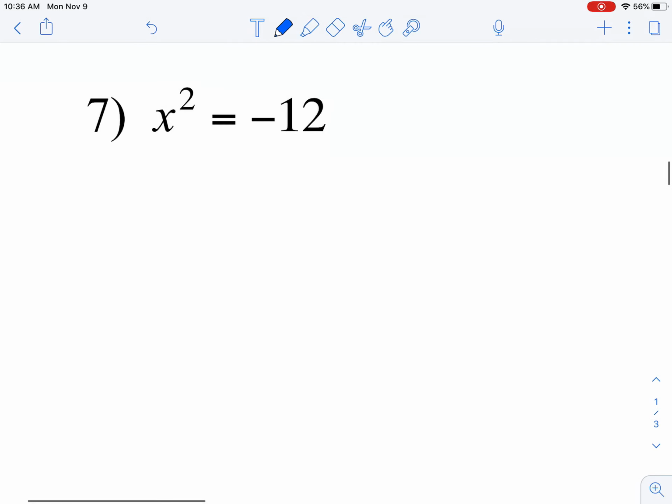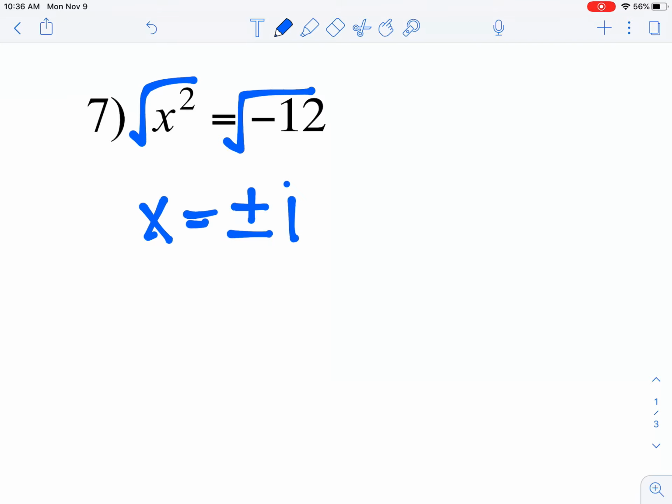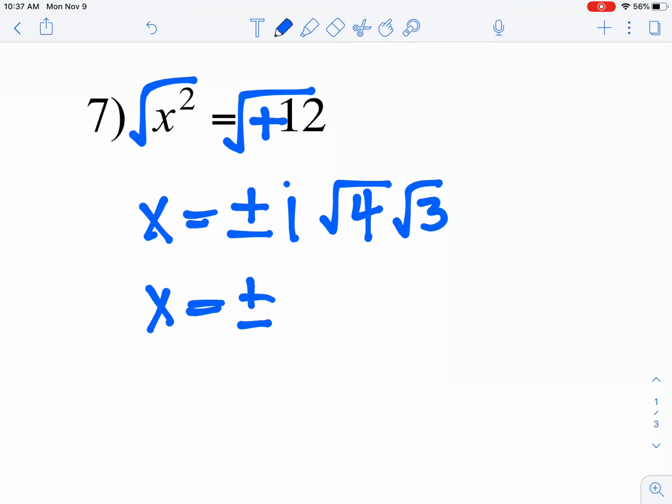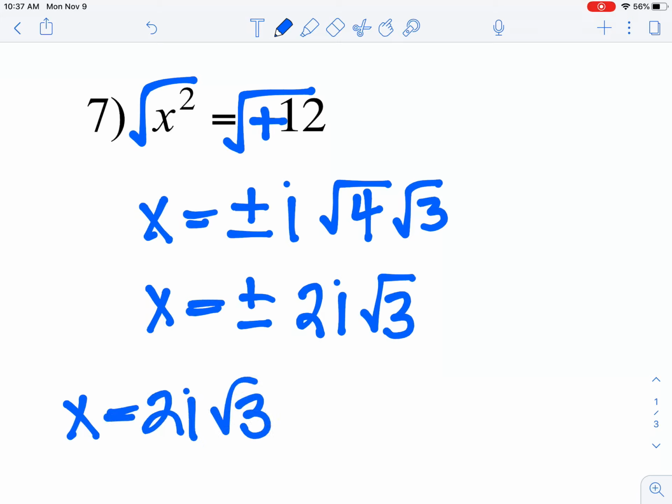Here it says solve by taking the square root. So if I'm going to solve by square rooting, here I've solved for everything, or I only have my term being squared, so I square root both sides. I get plus or minus, and I pull out an i to make that positive. Then in 12, I can say radical 4, radical 3. 4 is my perfect square. So I'll have x equals plus or minus, the square root of 4 is 2i radical 3. So x is positive 2i radical 3, and x is negative 2i radical 3.